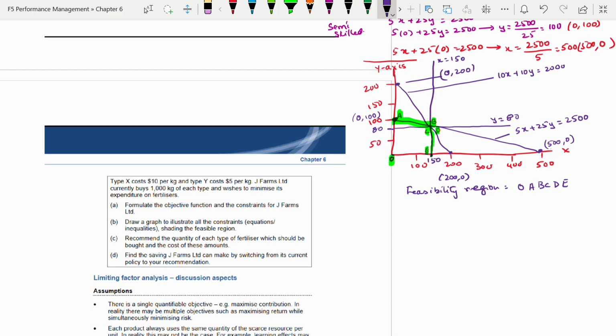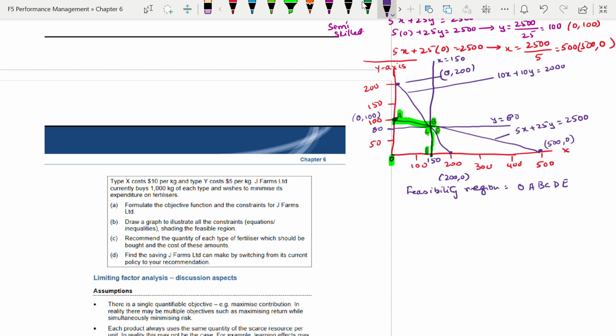Doctor, can you give more explanation of this one, feasibility? Yeah, feasibility means we have to cover everything. Minimum you have to cover every point. You have to take skilled labor, semi-skilled labor, product X, and product Y. Everything has to be covered within the resources. That is the feasibility region.